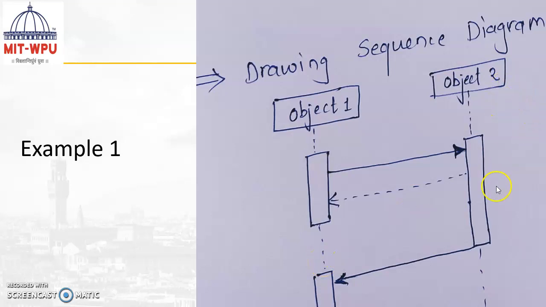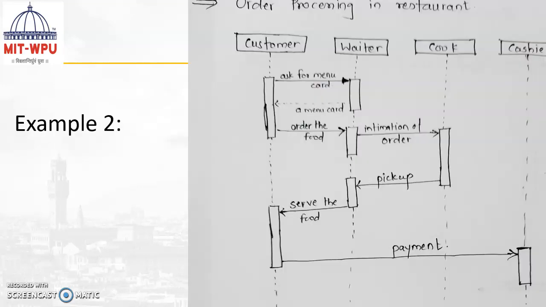Now suppose object 2 again wants to communicate with object 1, and here the condition is just asynchronous communication. So in this case, object 2 is trying to send a message to object 1 with a line followed with a simple arrow, and the lifeline of object 2 is still alive. Likewise, we can represent two different objects and their communication with the help of a sequence diagram. So a sequence diagram is suitable to show how exactly two particular objects are trying to communicate with each other. So let's start with a basic example, that is nothing but order processing in a restaurant.